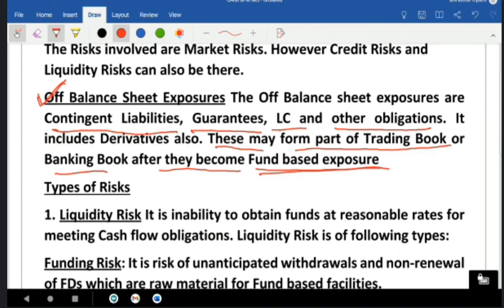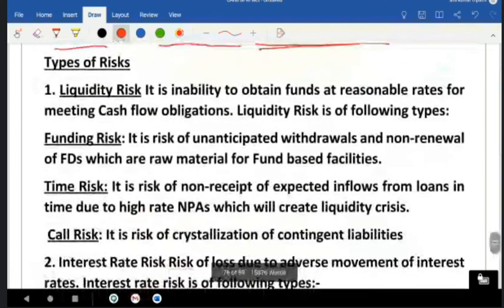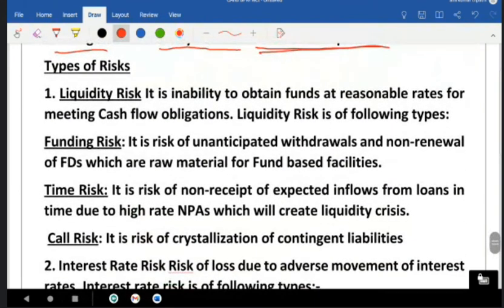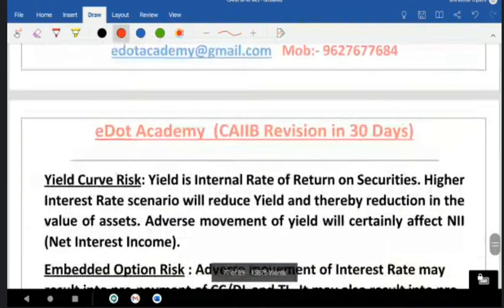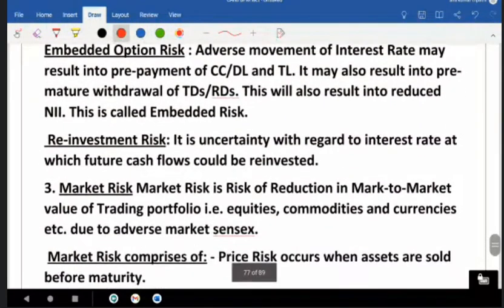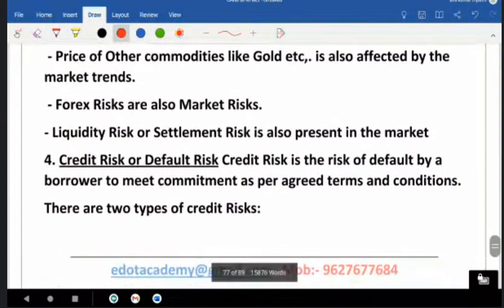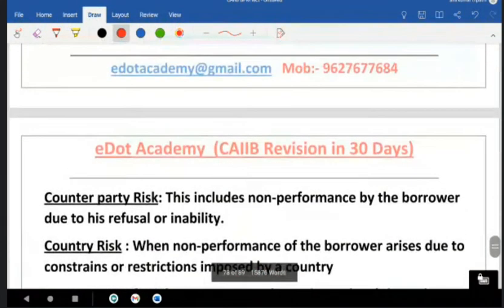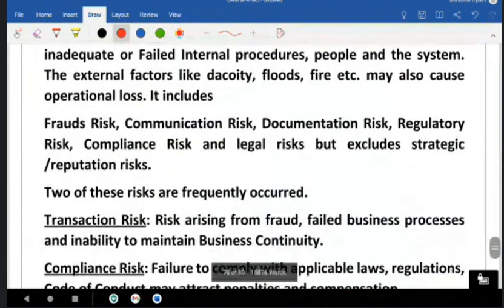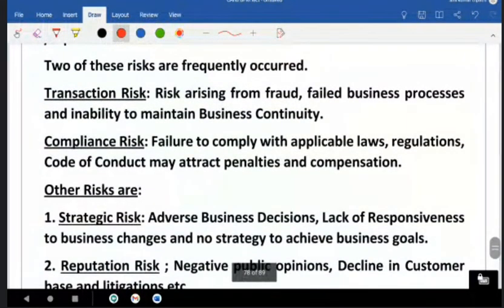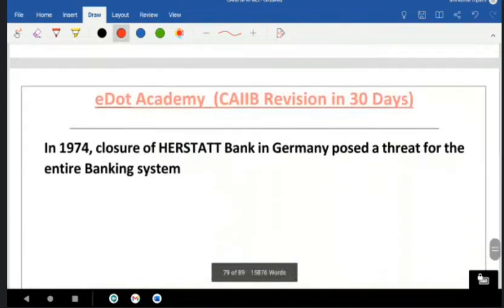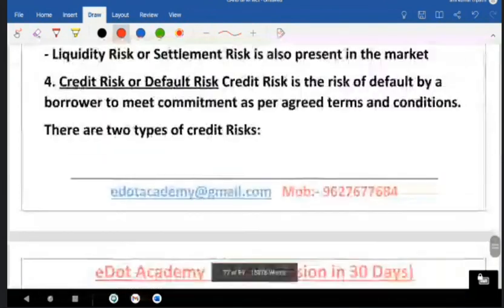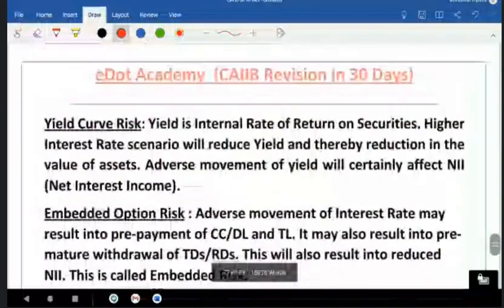Now we'll discuss the types of risk. Types of risk: liquidity risk, funding risk, time risk, call risk, gap mismatch risk, basis risk, yield curve risk, embedded option risk, reinvestment risk, market risk. Then we'll see credit risk, default risk, one by one. Country risk is also there, operation risk, fraud risk, transaction risk, compliance risk. Other risks are also there: strategic, reputation, systemic. So we'll see briefly one by one. Some of the risks are very confusing, so you have to pay attention, because some of these are very common.